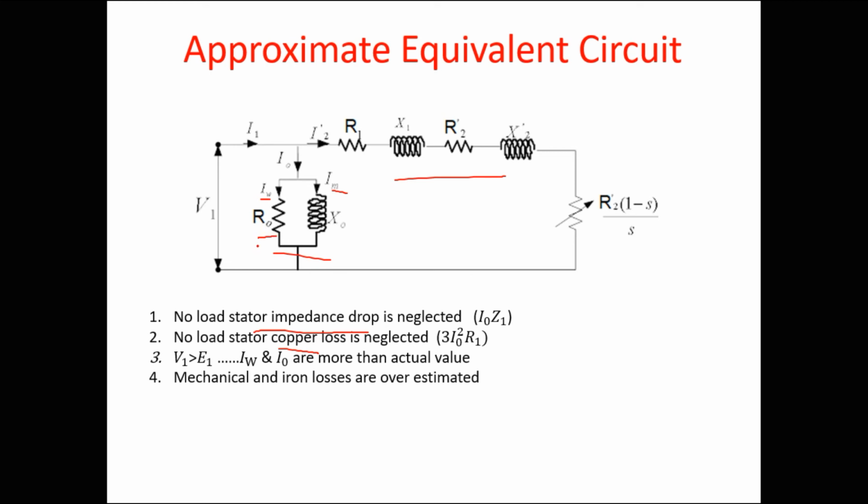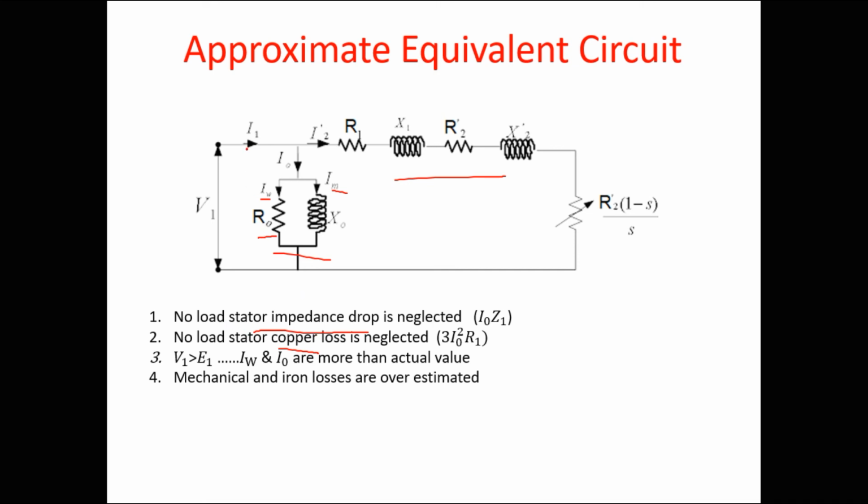That is, we are supposed to have a minimum acceptable constant loss in a machine, but at the time of approximating this equivalent circuit, due to bringing the shunt parameter immediately next to the supply, we are having overestimation of the mechanical and iron losses. And what is meant by no load stator impedance and copper loss?